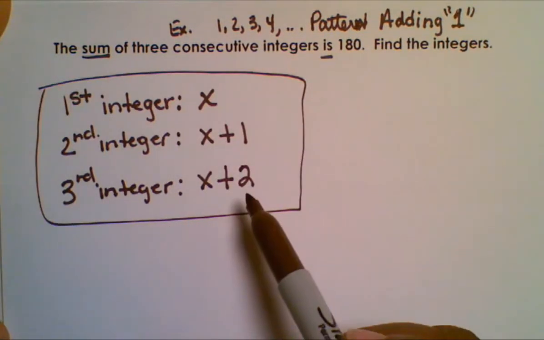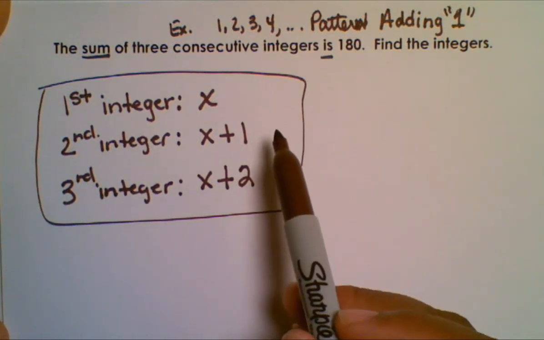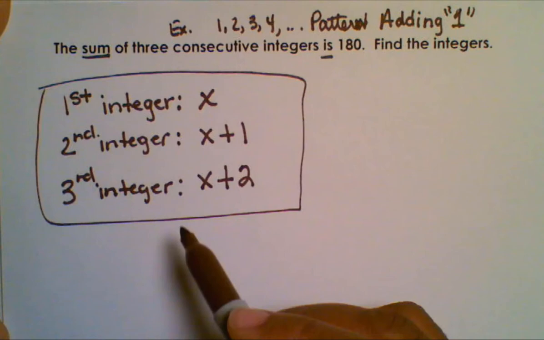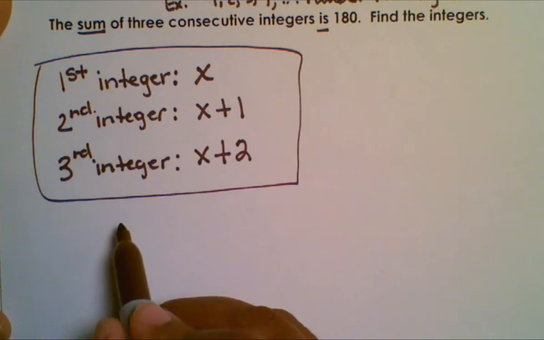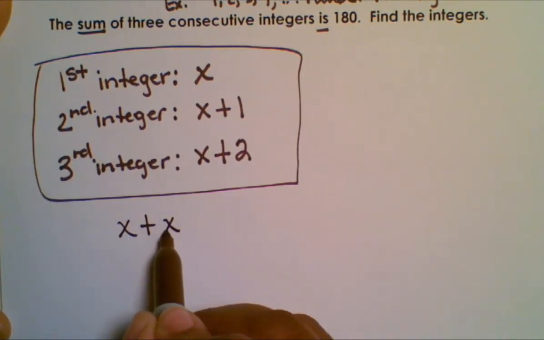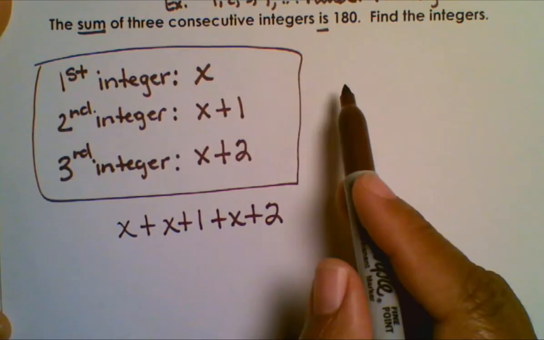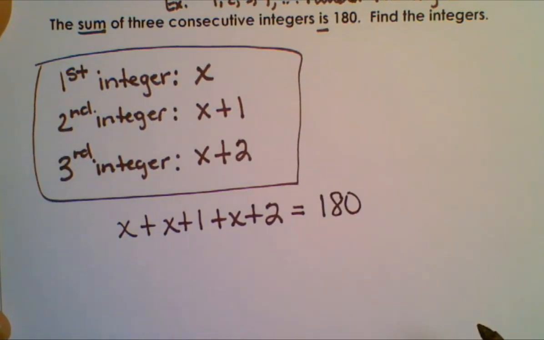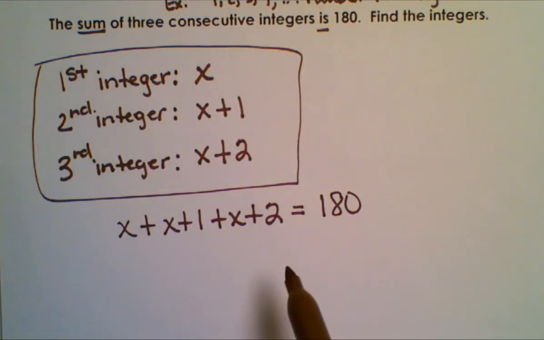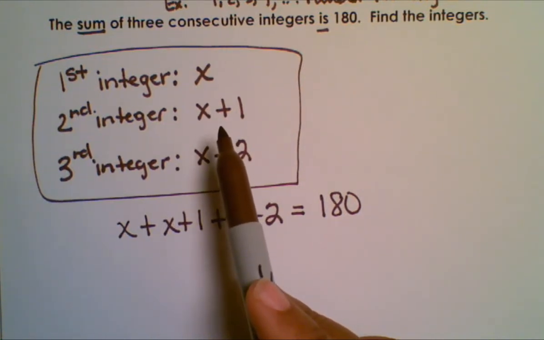We're going to need this information to set up the equation, but we're also going to need it to find the solutions. So the sum of, meaning we're going to be adding the first integer to the second integer to the third integer. That's the sum of. Is means equals, and then we have 180. Now we have everything we need to solve this equation to find x, and then we look for the consecutive integers after that.